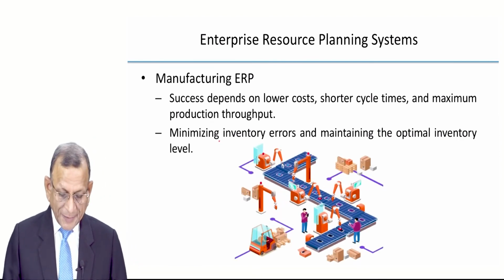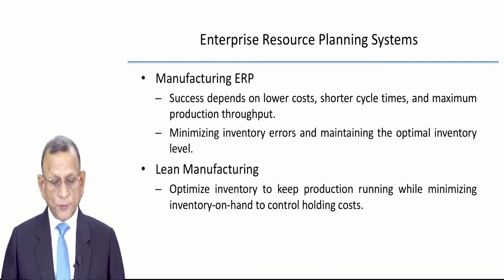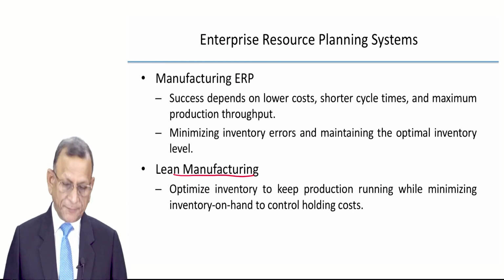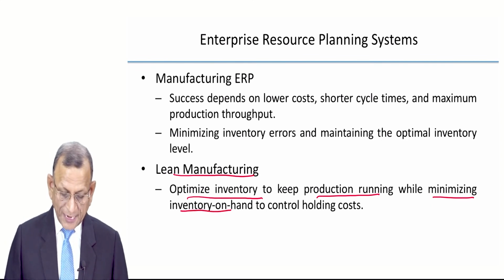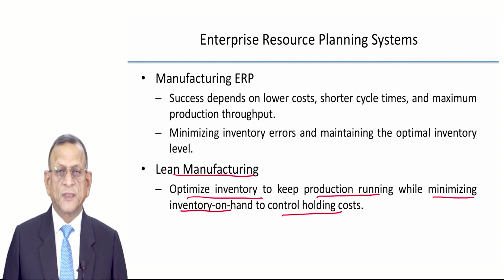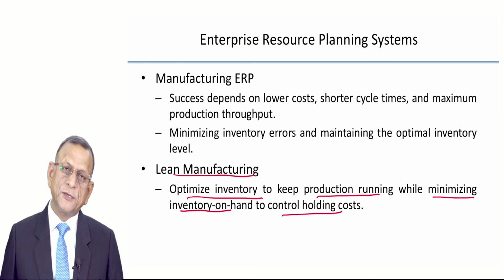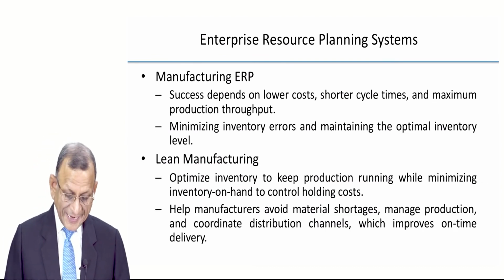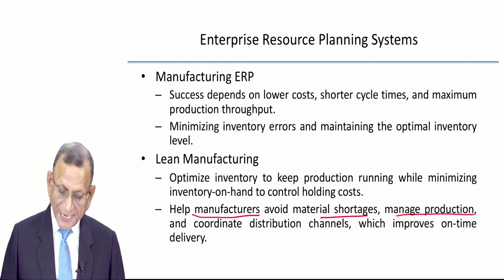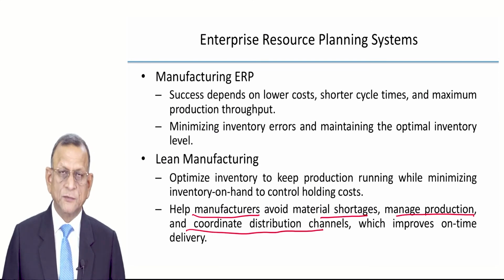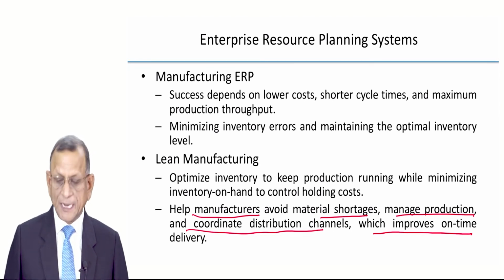What was the purpose? Minimizing inventory errors, maintaining optimal inventory levels, and leading to lean manufacturing. What is this lean manufacturing? Optimize inventory to keep production running while minimizing inventory on hand to control holding cost. As far as possible, I'll be spending less on inventories, raw material and finished goods both. Help manufacturers avoid material shortages. I have enough raw material with me. Manage production and coordinate distribution channels. Whenever a finished product is required, I am in a position to produce that, which improves on-time delivery.